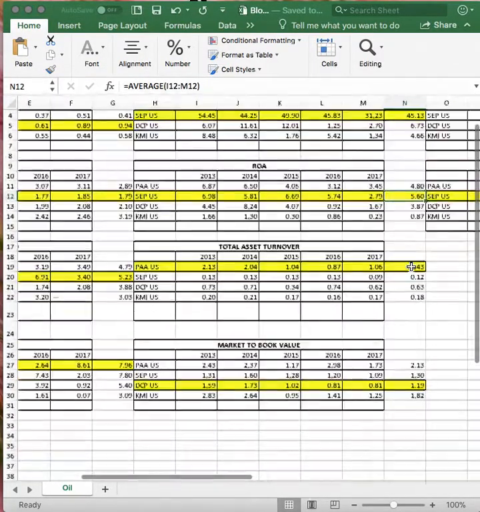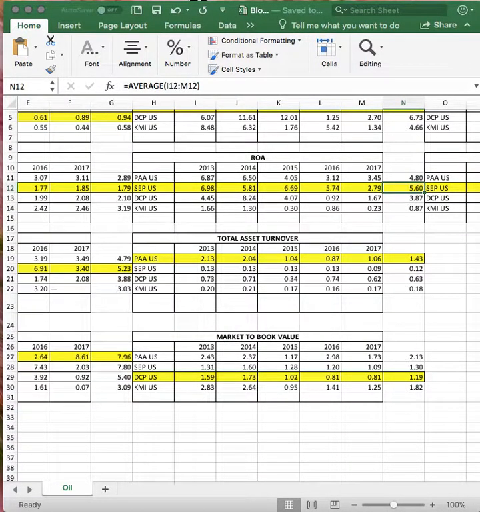Next is the total asset turnover. Asset turnover ratio is an efficiency ratio that measures a company's ability to generate sales from its assets by comparing net sales with average total assets. The total asset turnover can be calculated by sales divided by total assets. PAA had the best at 1.43, which means for every $1.43 in sales, it has $1 worth in total assets.